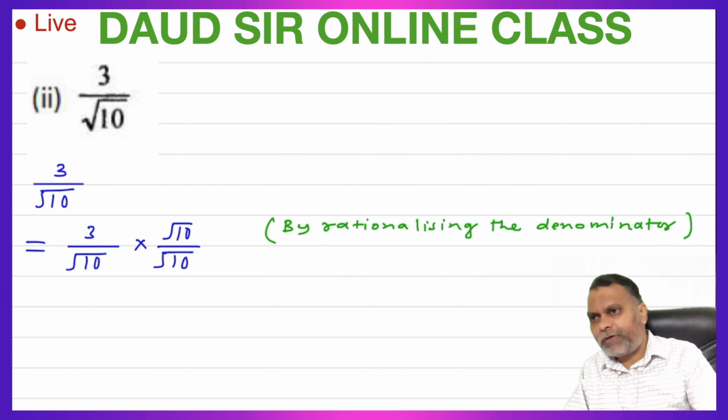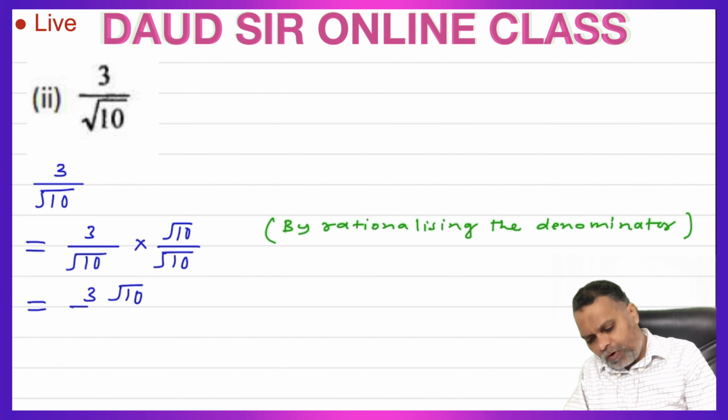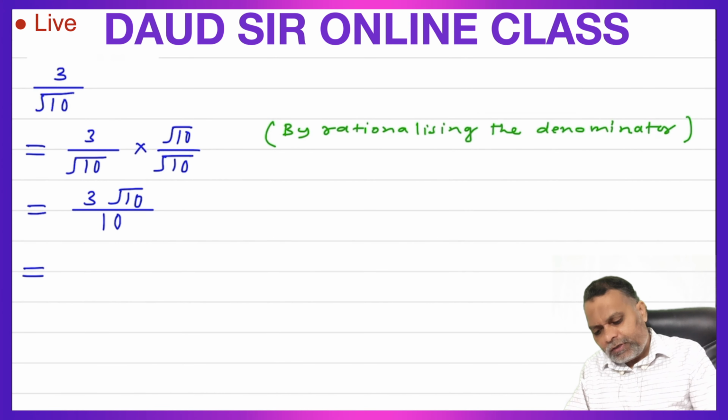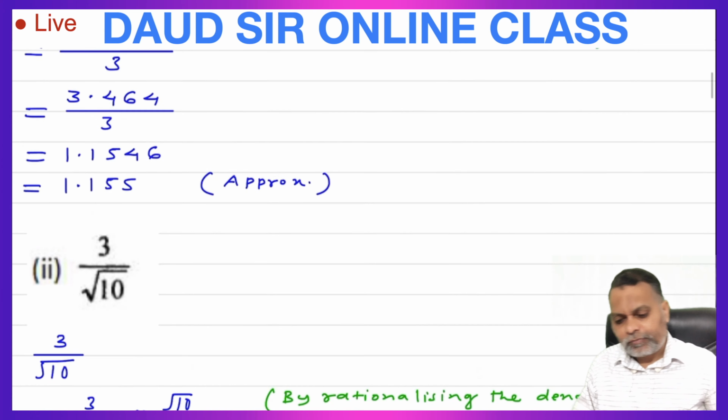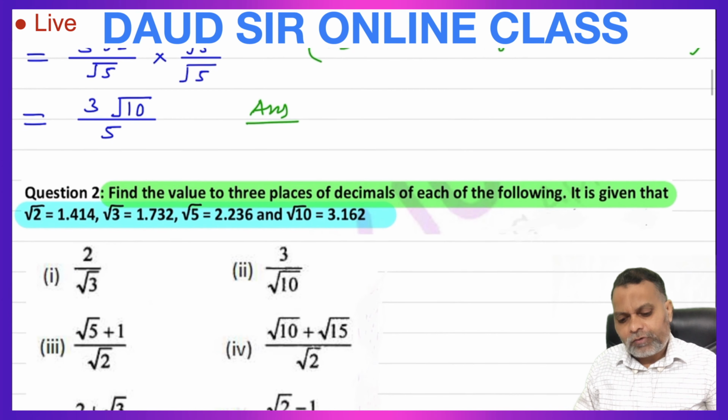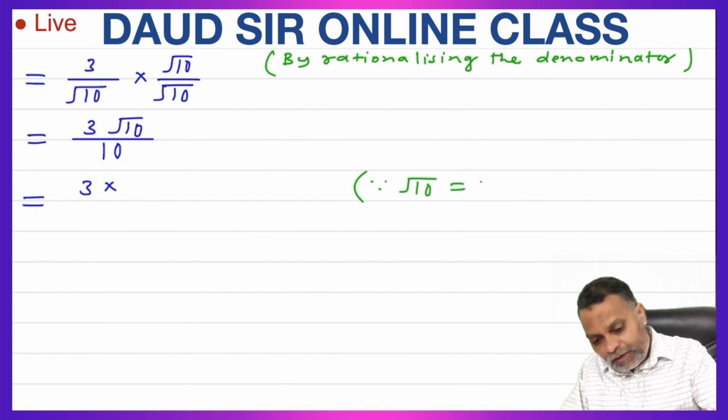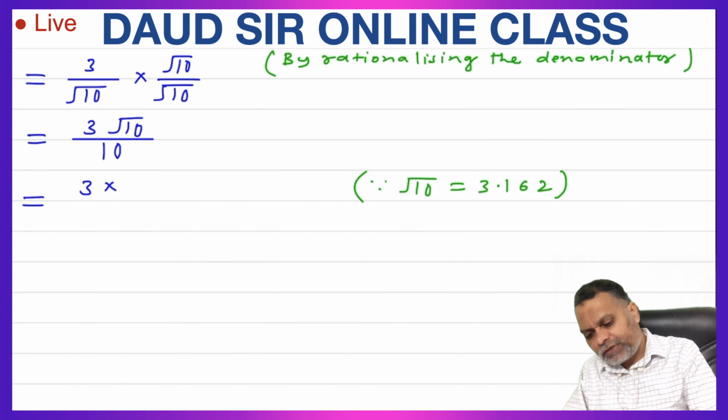By rationalizing the denominator, which is equal to 3 under root 10 upon under root 10 into under root 10, that is 10 only. 3 into the value of under root 10 is given. Since under root 10 is equal to 3.162. This value is given, so directly we can use this value.